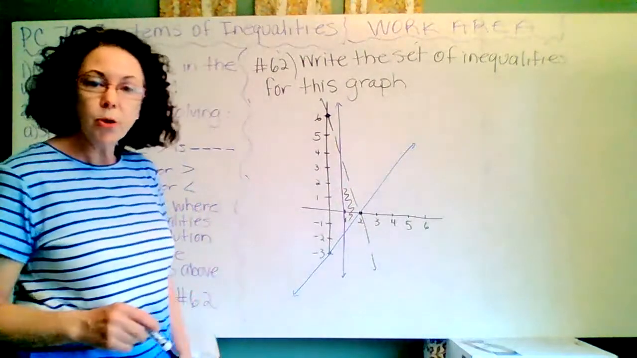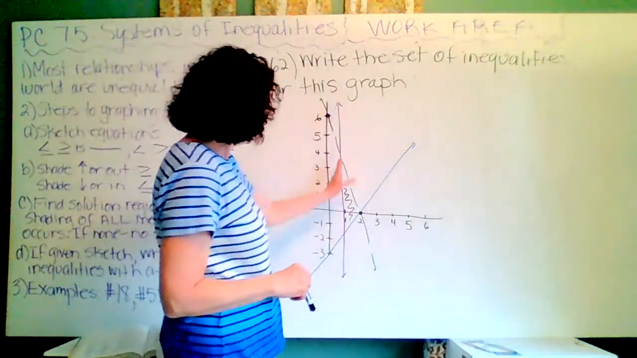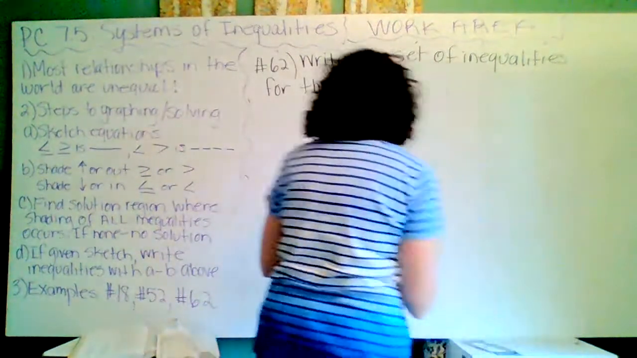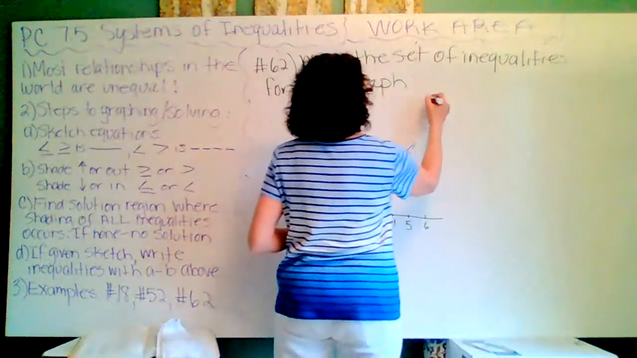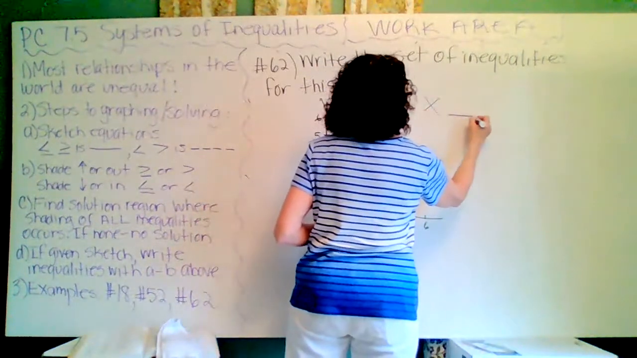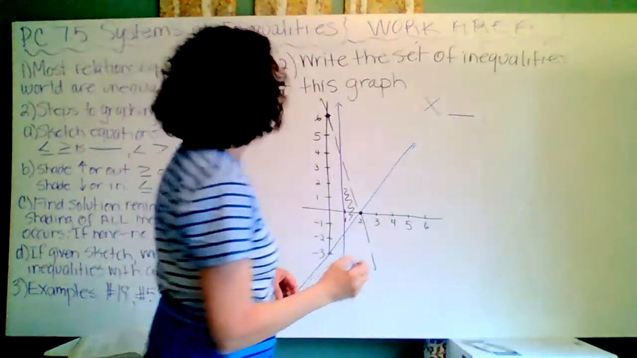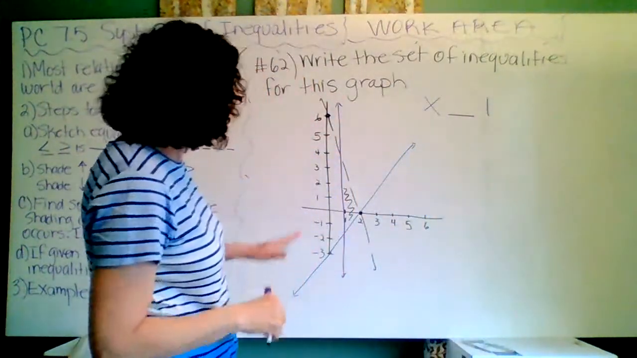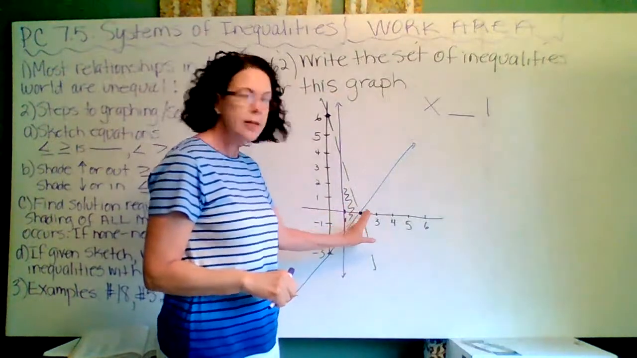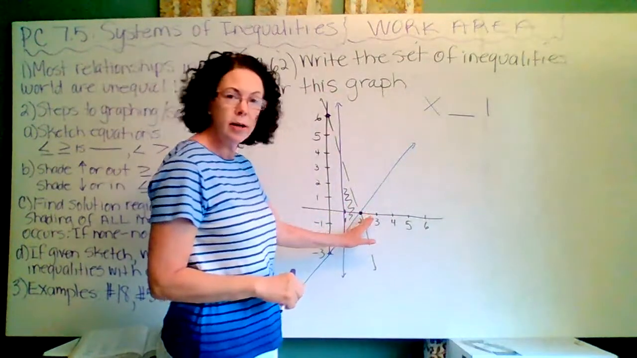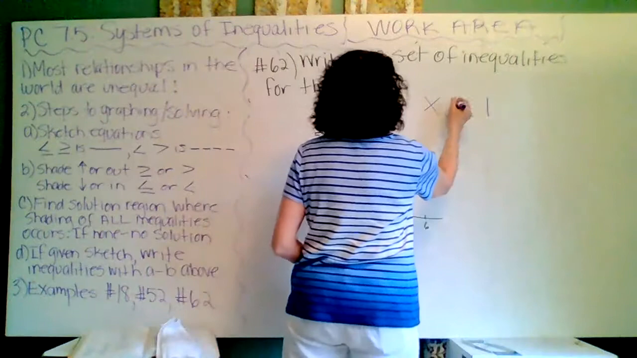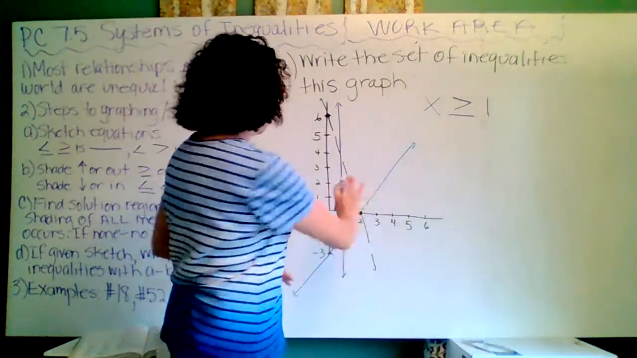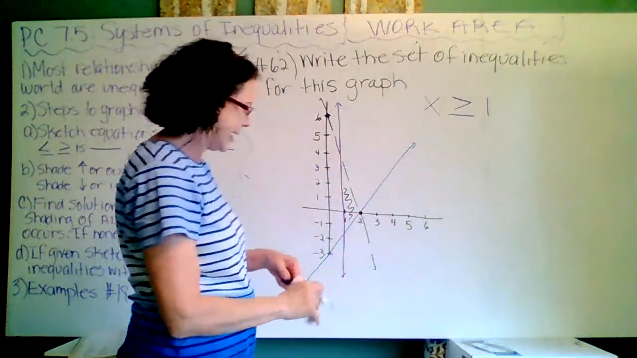So let's start with the purple line. That is the vertical line located at x equals 1. Notice it is solid. So we'll put x and we'll put a solid line, x equals 1. And then you notice that the shading is to the right. These are all the x's greater than 1, so we will put a greater than sign. That would get us to shade to the right of the purple line.